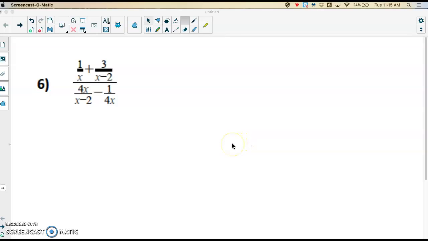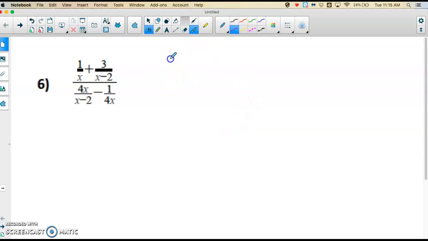I just wanted to go over number 6 because that was missed again on your assessment. So let me just go over it and then you let me know when you're ready for your reassessment after you've looked at this. So it looks like your LCD was correct. Okay, so you got 4x times x minus 2.